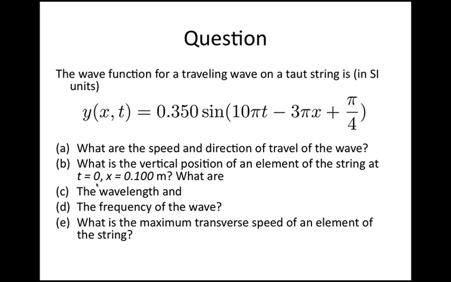Okay, now just a couple of questions for us to do. The wave function for a travelling wave on a taut string is given by y of x and t is equal to 0.350 sine of 10 pi t minus 3 pi x plus pi on 4. Part A, what are the speed and direction of travel of the wave? B, what is the vertical position of an element of the string at t equals 0, x equals 0.100 meters? And what are C, the wavelength, D, the frequency of the wave, and E, what is the maximum transverse speed of an element of the string?